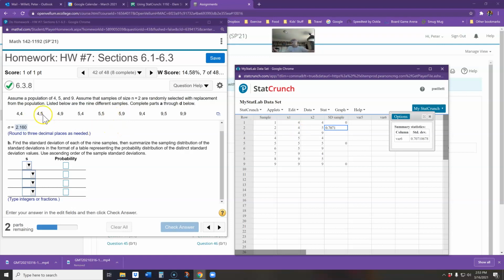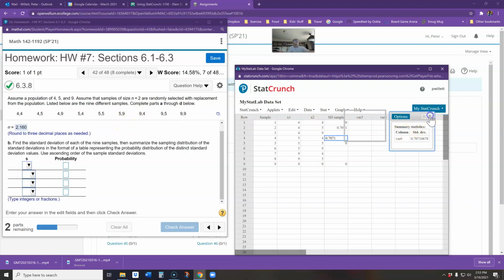So where else were the numbers one apart from each other? 4, 5 will also be 5, 4. So I'm going to take this same value, and when I have 5, 4, I'm going to get the same standard deviation. I could make the column and do that. And so those are the only two places where the numbers are one apart.